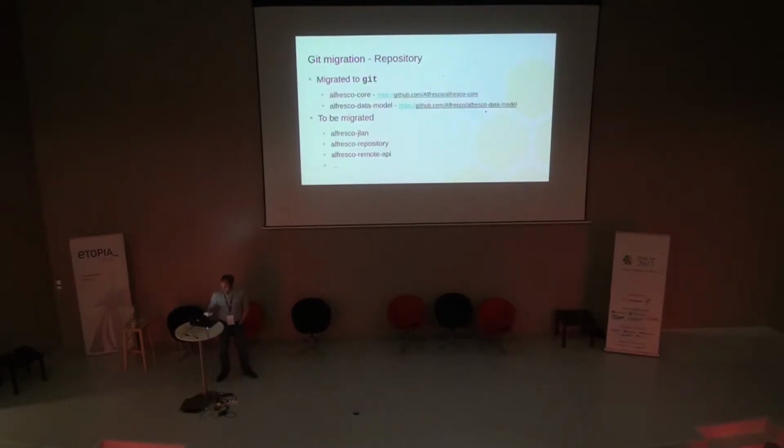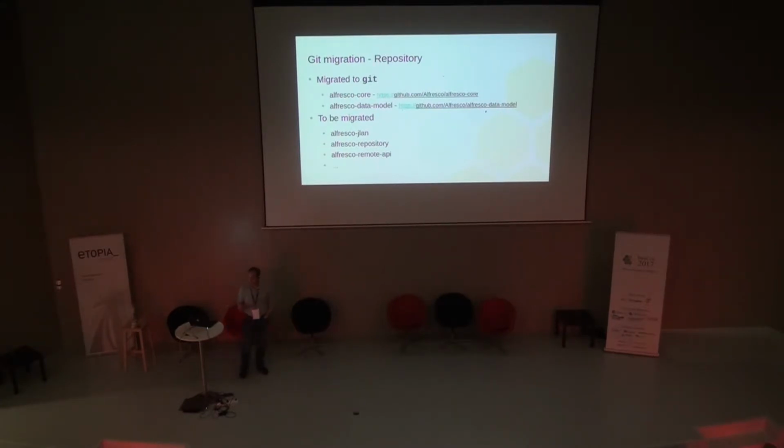If we zoom a bit on the content repository part, it's actually partially migrated to Git already. You may have seen on GitHub, there are at least two small parts called Alfresco core and Alfresco data model. Alfresco core is not a very good name. It's actually a set of small helper classes, and so it's not the core of Alfresco. It's quite small and it's quite easy to manage. It was easy to migrate. Data model is not very, very big either.